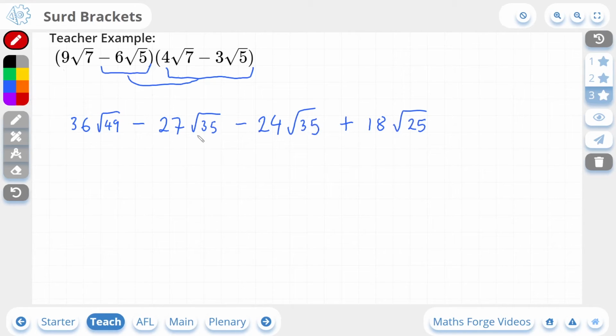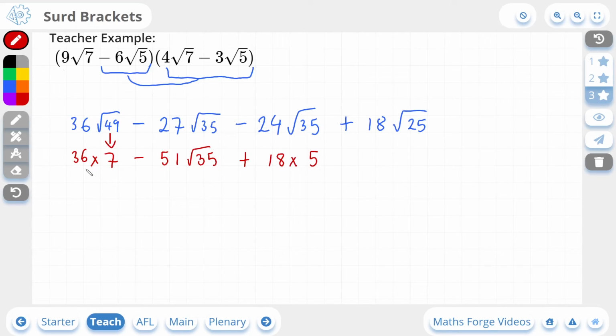And now take it easy at this stage and simplify it bit by bit. So I have a square root of 49, which simplifies to give us 7. And then we have a 36 multiplying onto it. And then we have minus 27 lots of root 35 minus another 24 lots of root 35. So we have minus 27 minus 24, which will give us minus 51 lots of root 35. So these two terms in the middle here have been simplified to give us minus 51 root 35. And at the end, we have plus 18 lots of root 25. Root 25 can break down into 5. So we have plus 18 times 5. And this 5 comes from the root 25 simplifying.